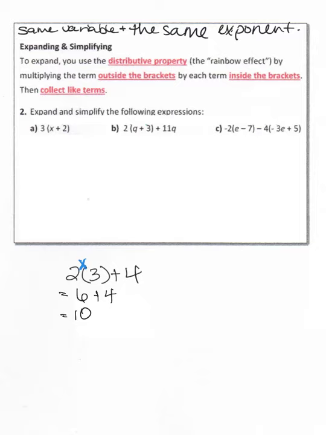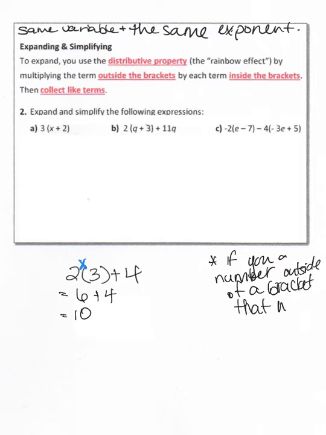We just need to remember that there's a lot of different ways that we can show multiplying. One of the main ways is that if I have a number outside of a bracket, usually that means that we're multiplying. Before I explain distributive property, let's try one more example.